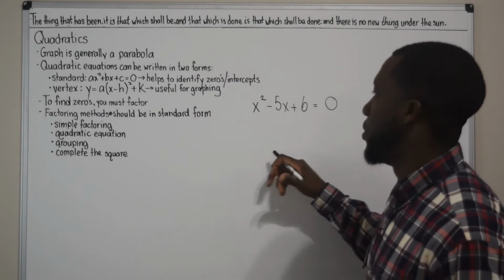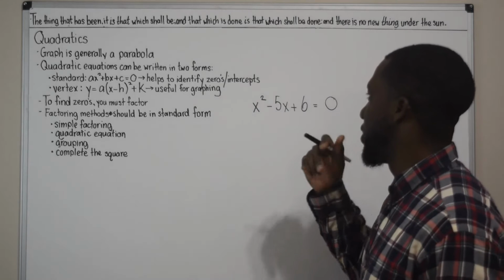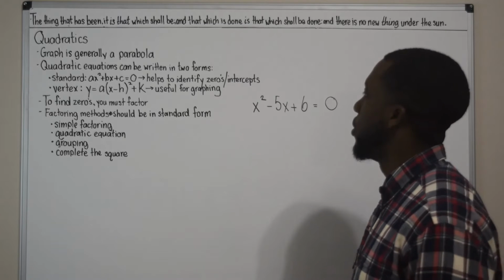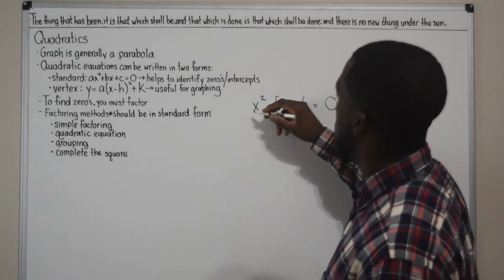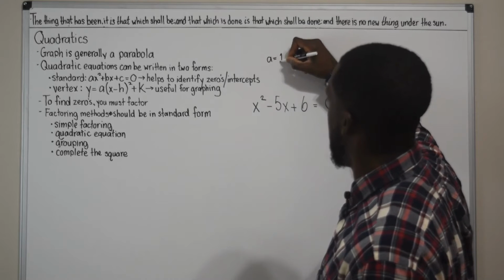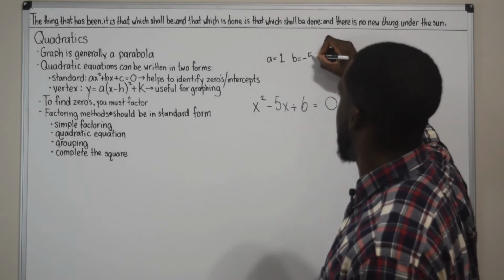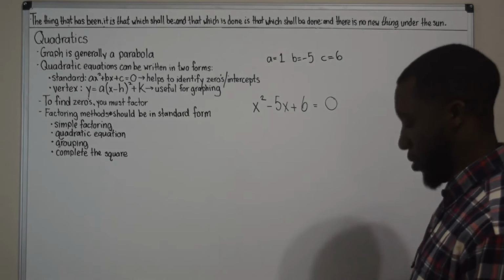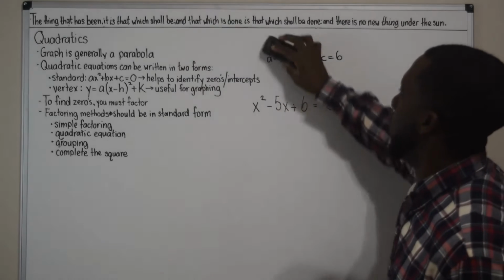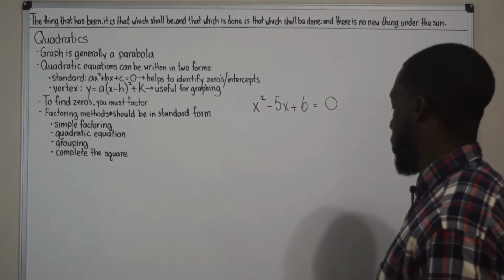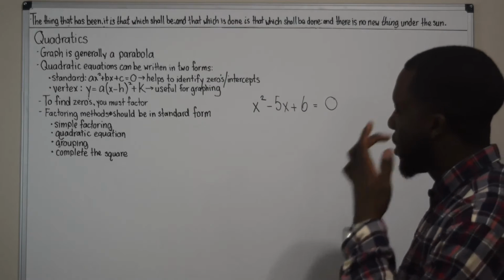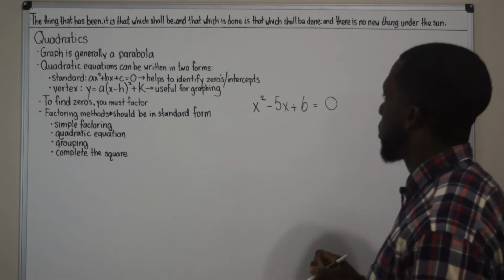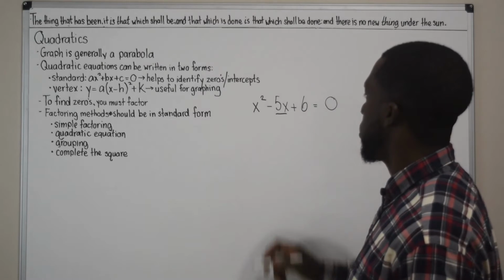So we're gonna do just simple factoring. Now, is this in the form of ax squared plus bx plus c equals 0? Well, sure. What is a? A is 1, b is -5, and c is 6, right? We really don't need to know that, but anyway, when a equals 1, it's very easy. What you do is you look at b right here.